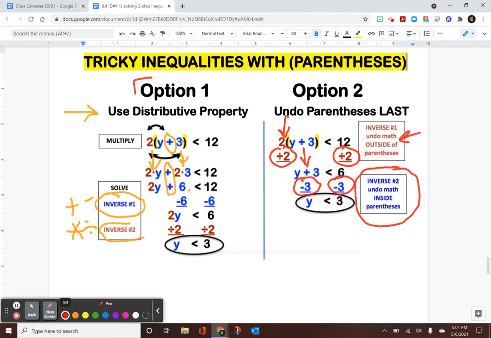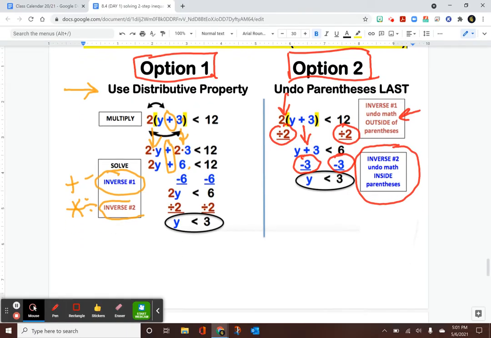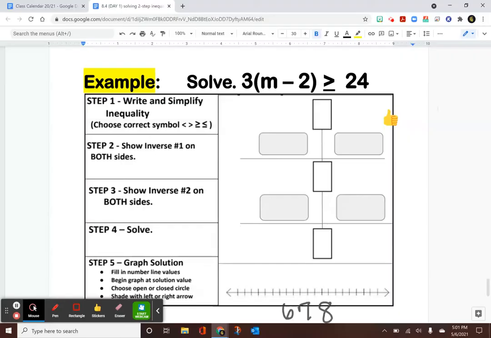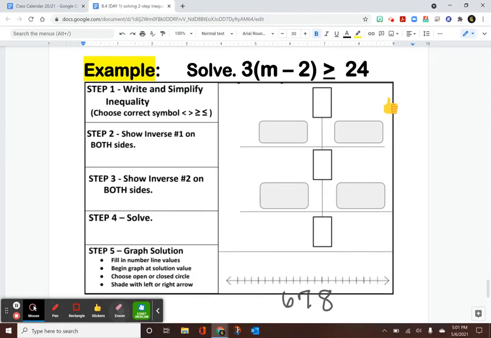So remember, you have two options here. Pick an option that you feel comfortable with. You can either use the distributive property to simplify and remove those parentheses, or just save the parentheses to undo last. So we're going to solve some parenthesis problems. I'll solve one first, and then we'll give you a chance to try one.